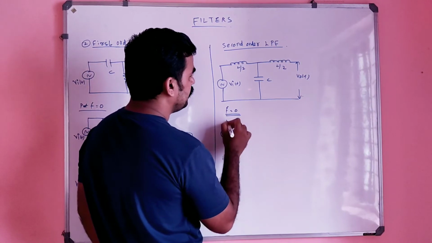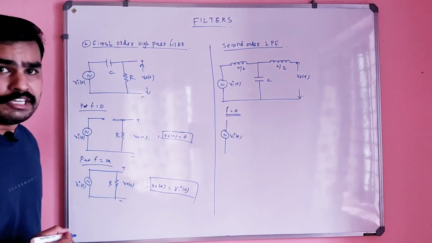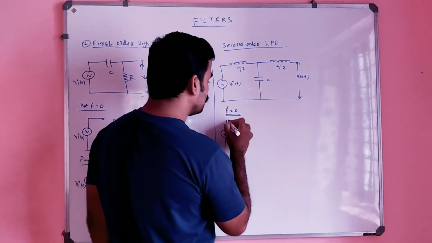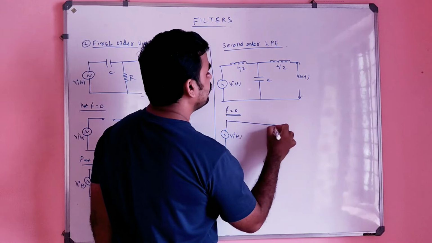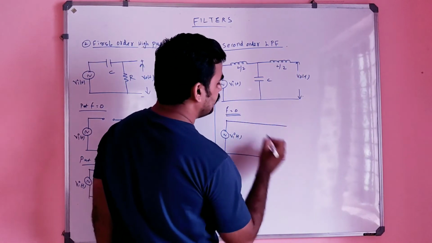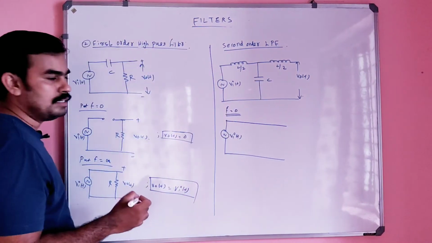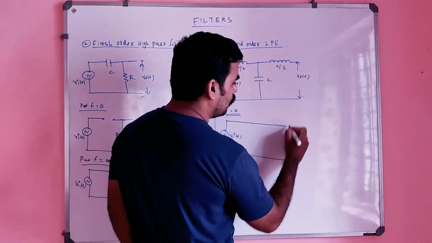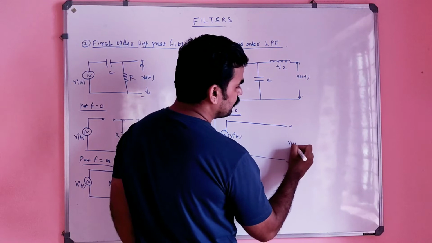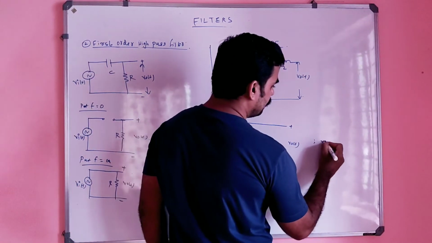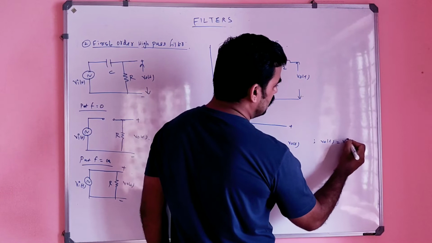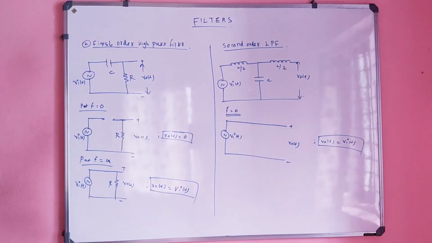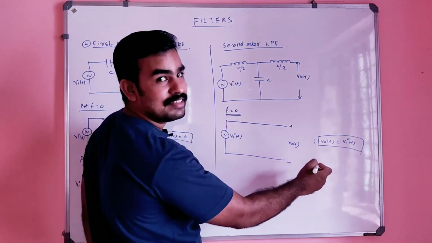It will be simply v of t. If f is equal to 0, what will be this XL value? It will be 0. It's simply short circuited, and here also short circuited. And here, if f is equal to 0, then XC is equal to infinity, that means this section is open circuited, and the output is simply like this. Or we can say that V0 of t equals Vf of t. That means for low frequency it allows the signal, right?